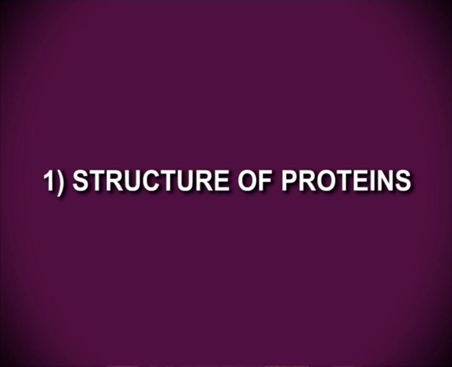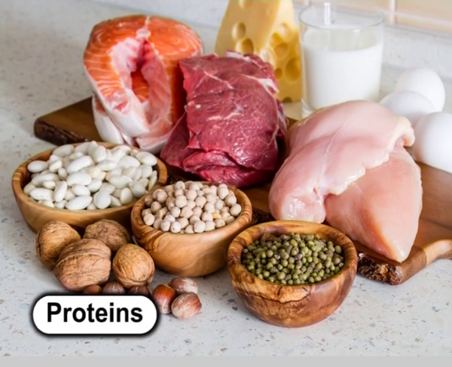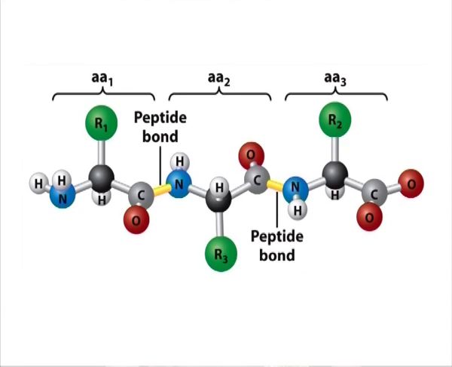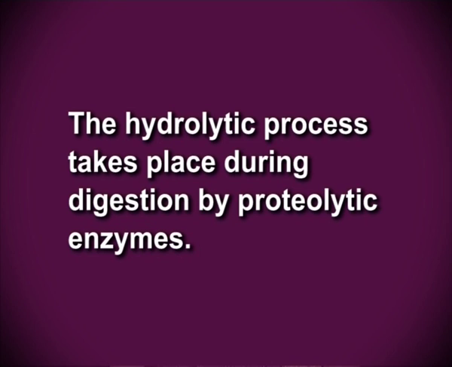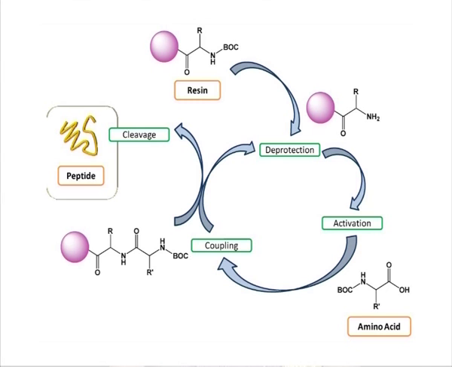First is structure of proteins. Proteins are complex macromolecules made up of 20 different amino acids. They are hydrolyzed to form simple substances and ultimately amino acids. These amino acids are the basic structural units of proteins. The hydrolytic process takes place during digestion by proteolytic enzymes. Proteins give rise to polypeptides, polypeptides give rise to peptides and peptides finally yield amino acids. The general structure of amino acids is as shown on the screen.